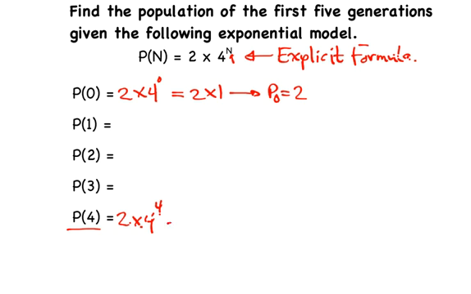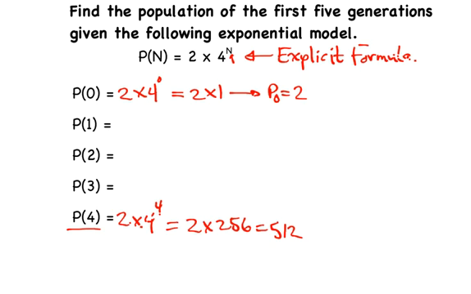And 4 to the 4th power is 256, so we have 2 times 256. And that gives us 512. So we didn't need to generate 1, 2, and 3 to get to 4. But with the recursive model, we would have needed all of the in-between data in order to get to the 4th generation population.